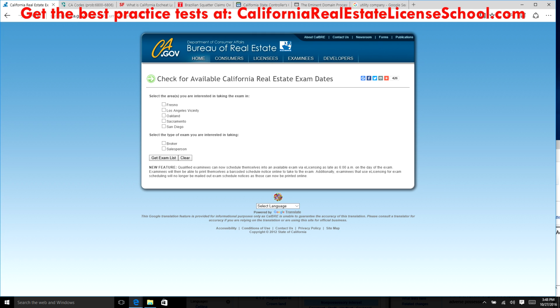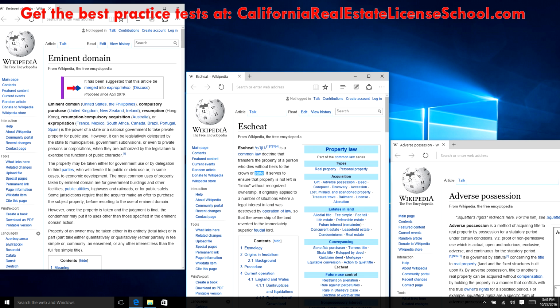Now, something that I want to talk about today is going to be eminent domain, escheat, and adverse possession. I'm sure a lot of you already know these definitions if you're studying for the exam, but understand the difference between these three terms, because they will trick you.